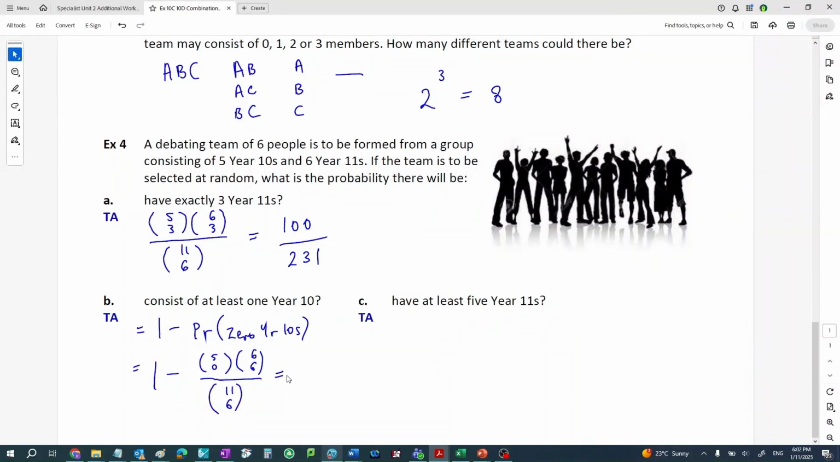Now before I put this in my calculator, 5 choose 0. If I have 5 people and I want to choose none of them, there's one way I can do that. I choose none of them. If I have 6 people and I want to choose 6 of them, I have to choose all of them, and that's the only way I can do that. So again, this is 1, so 1 times 1 on top is just going to be 1.